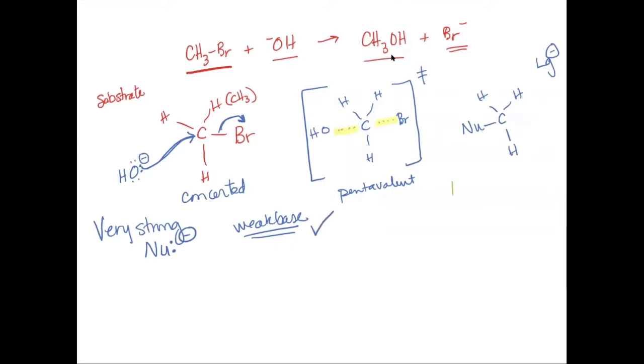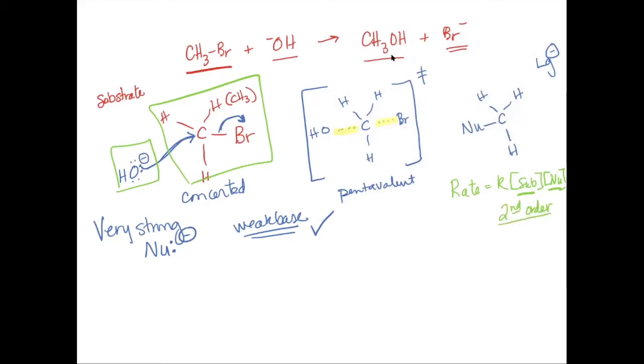The rate of this reaction is equal to a rate constant times the concentration of the substrate times the concentration of the nucleophile. That is because both the nucleophile and the substrate are involved in the rate limiting step, and in this case, the only step. Because both are involved in that only step, they are both included in the rate expression. So this is a second order reaction, and the concentration of the substrate and the concentration of the nucleophile are important in the rate expression.